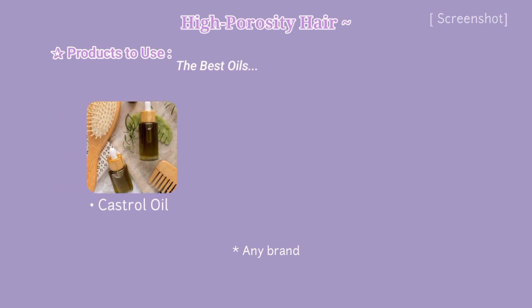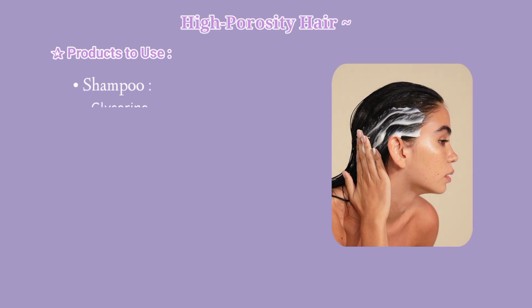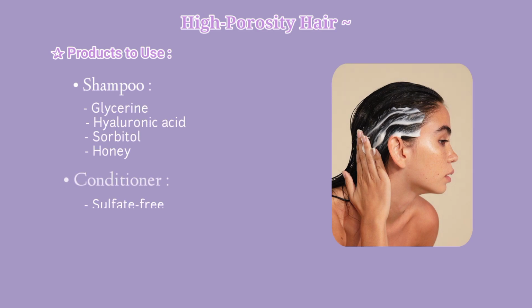Products to use. The best oils to use are castor oil, coconut, and olive oil. Look for shampoos with humectant ingredients like glycerin, hyaluronic acid, sorbitol, and honey. Use sulfate-free and silicone-free conditioners.